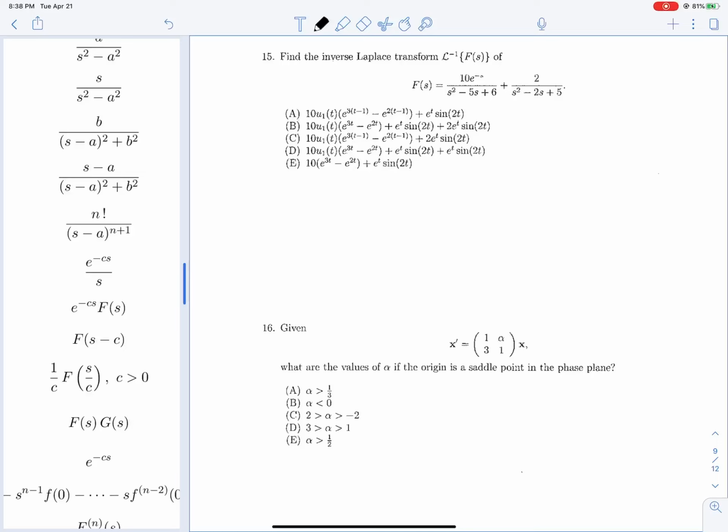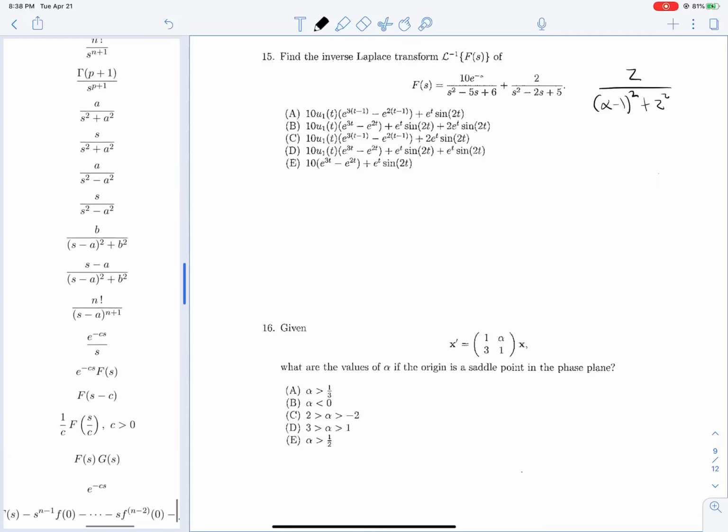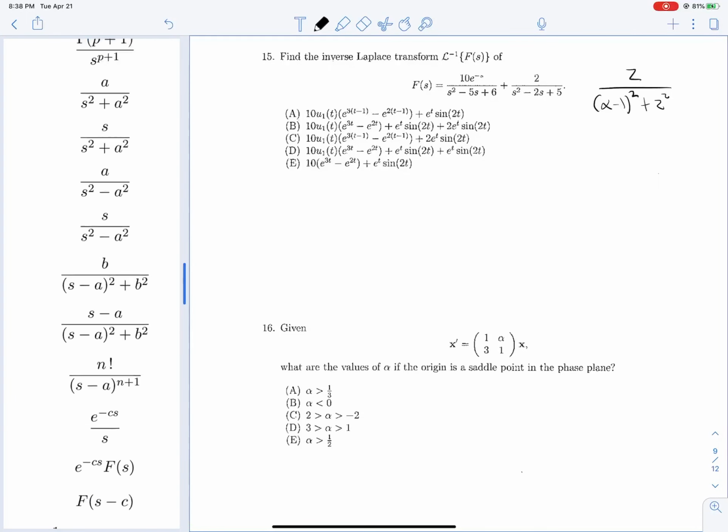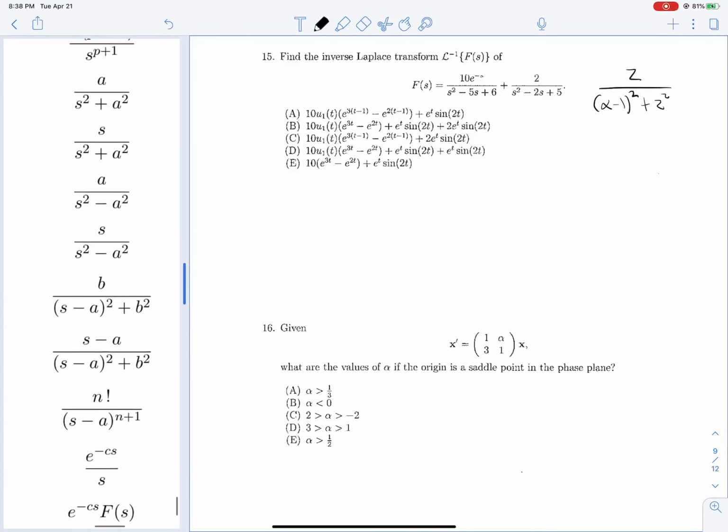So we're getting 3 terms in total for most of these answer choices. It looks like we're going to have to do partial fractions on the first bit, because this second bit we can do right off the bat. We can rewrite this as 2 over alpha minus 1 squared. That contributes the alpha squared and the minus 2 alpha, and a plus 1, so then we need plus 2 squared there.